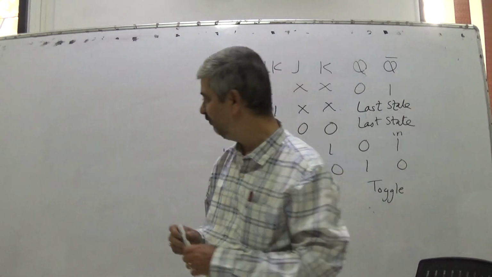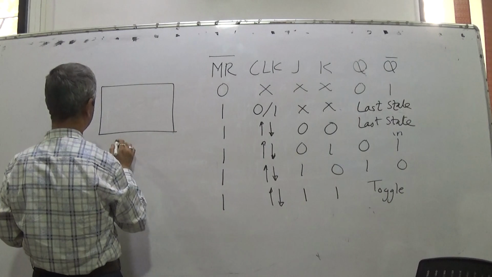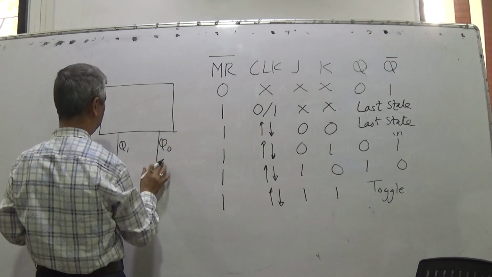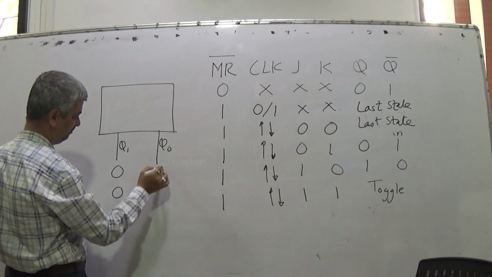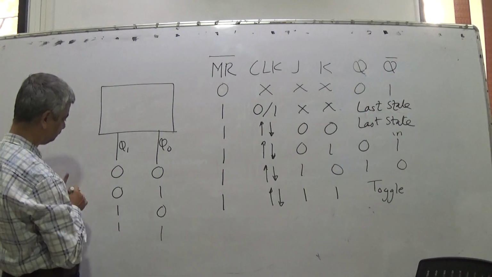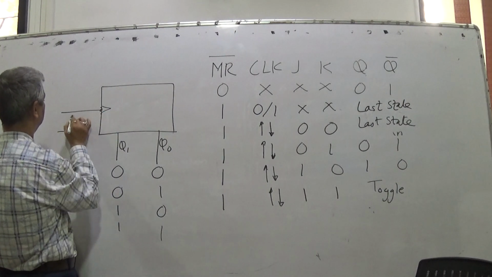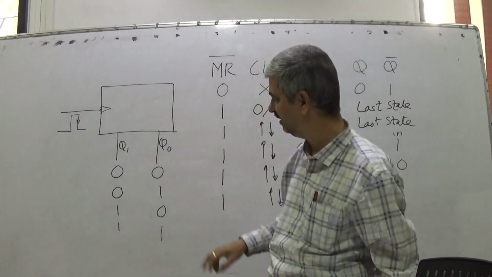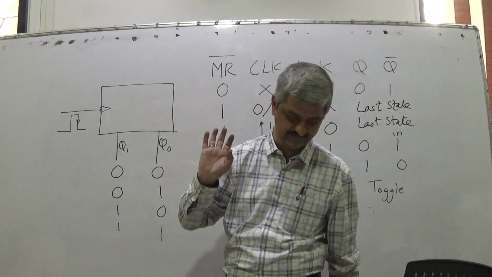So what we want is a device wherein Q1 and Q0 are the outputs. They should be 0, 0. Then it should become 0, 1. Next is 1, 0. Next is 1, 1. So this is the clock. When one pulse is given, the output should change as specified, right?